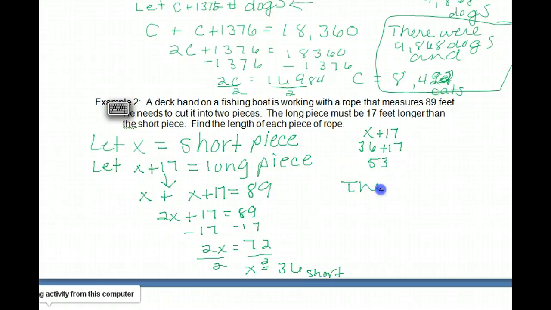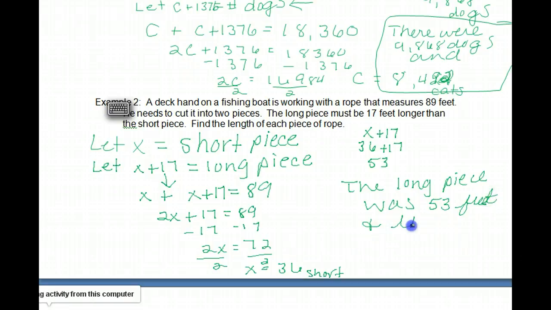So the long piece was 53 feet, and the short piece was 36 feet.